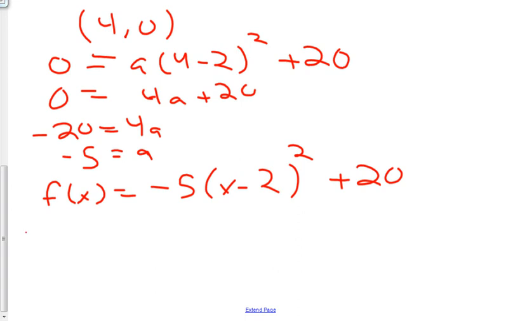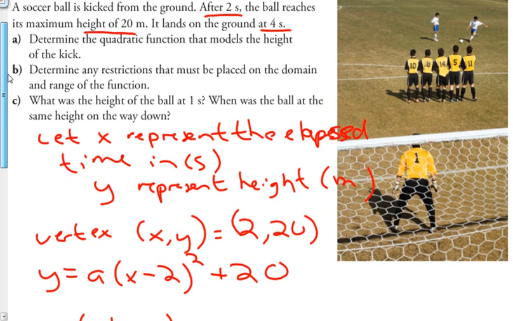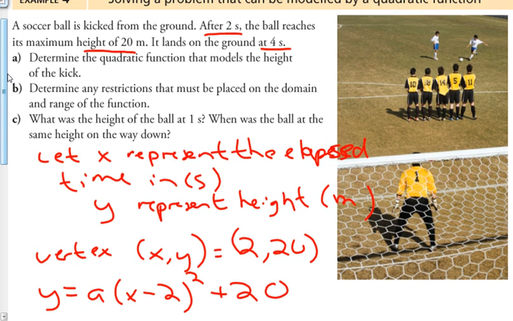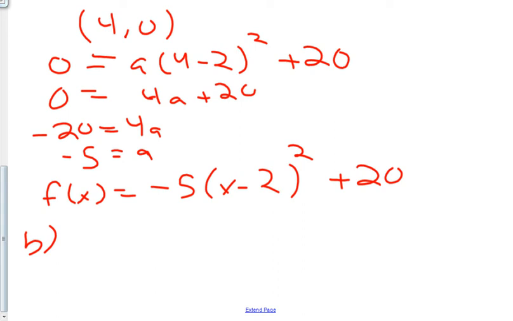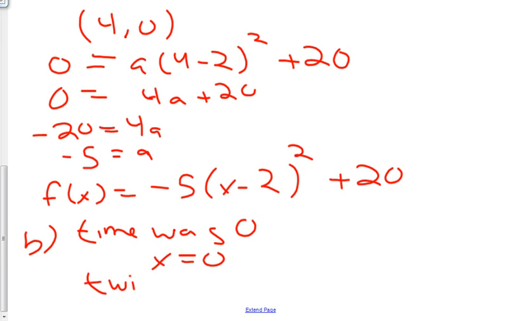Part B asks, determine any restrictions that must be placed on the domain and range of the function. So, time. The time at the beginning of the kick was 0. So that's going to be x is equal to 0. At the end of the kick, the time was 4. So that's x is equal to 4.